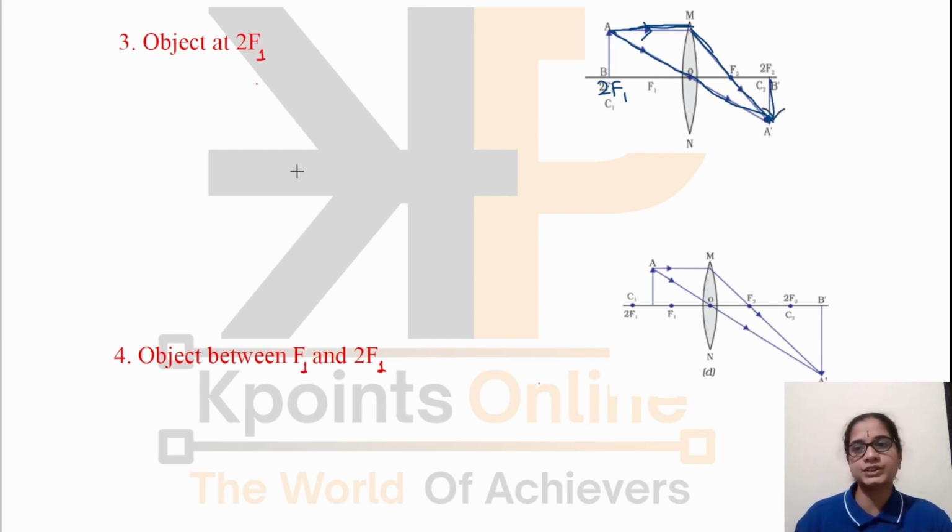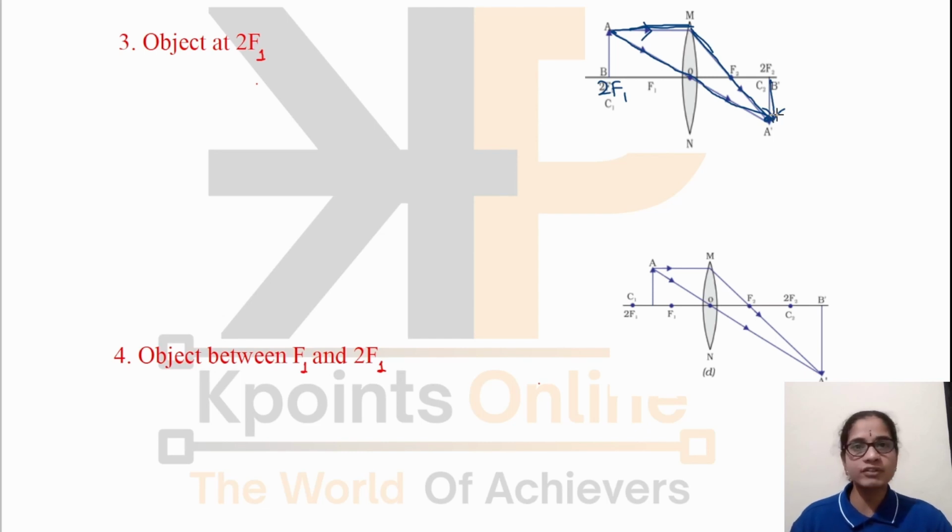This is the image. Where is the position of the image? When the object is placed at 2F1, it is formed at 2F2. Not F2, 2F2. The position of the image is 2F2. Recall that in case of spherical mirrors, when the object was placed at C, the image was formed at C. Yes, here also we are seeing that when the object is placed exactly at 2F1, we are getting the image at 2F2.